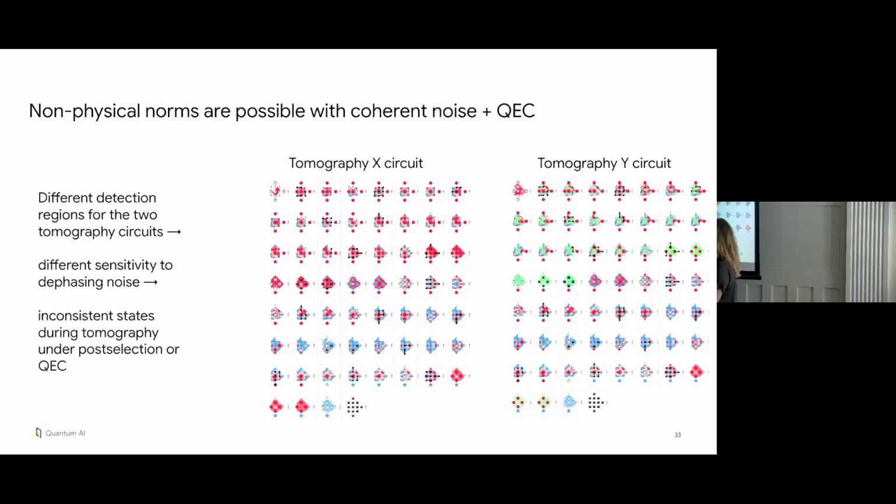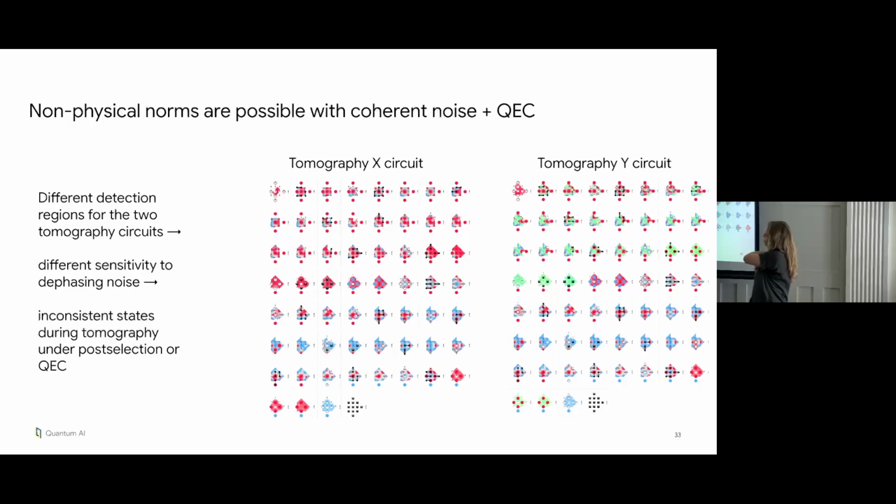And now, if we do the same with the Y circuit, you can see that the sensitivity is different because the colors are different, the detection regions are different. And ultimately, that comes out of the fact that we're measuring different stabilizers at the end. And those stabilizers need to be determined, which propagates the difference in the detection regions backwards through the circuit.